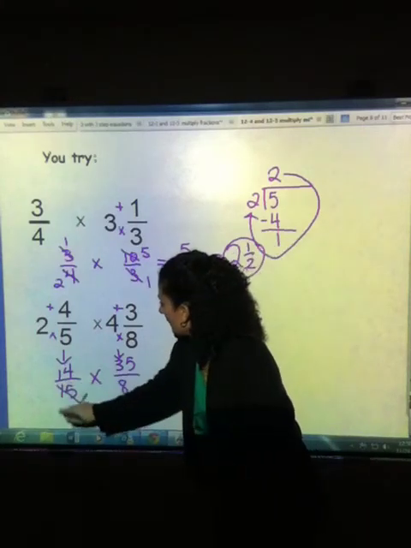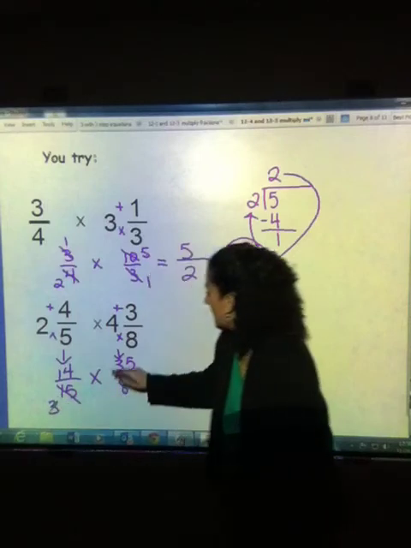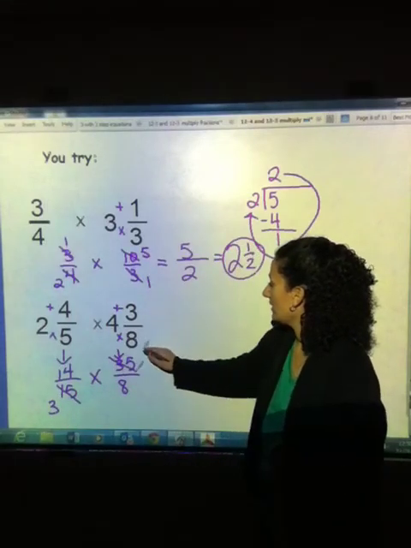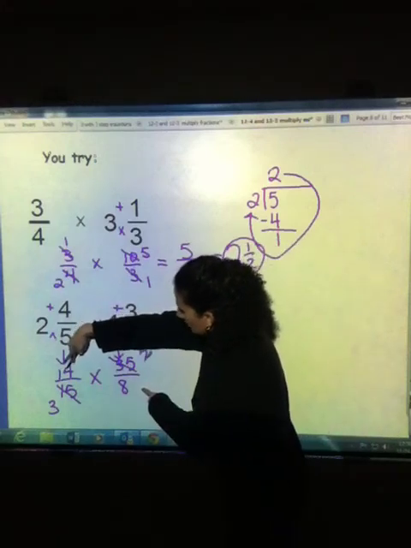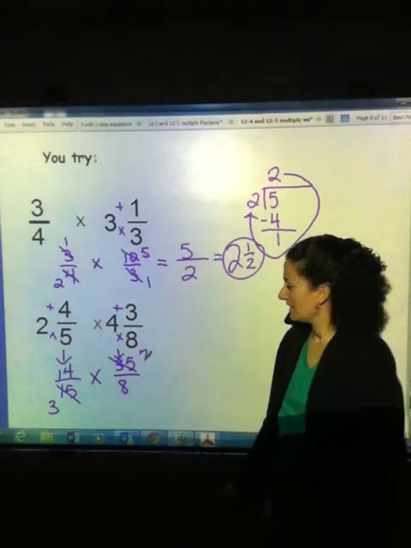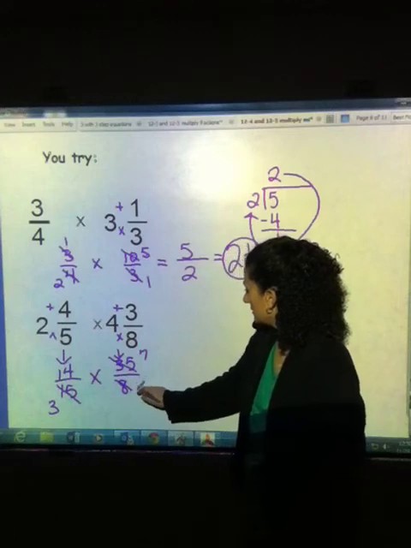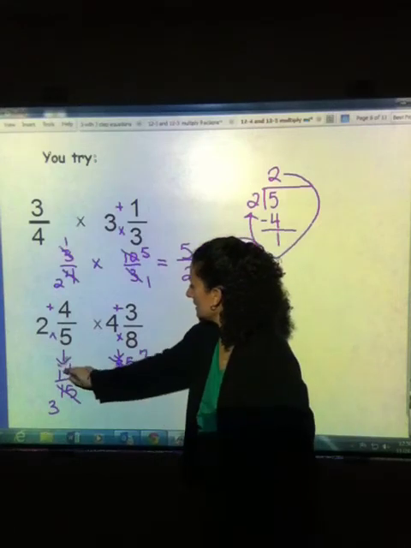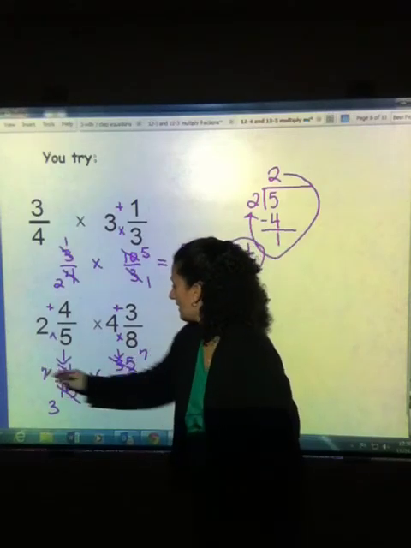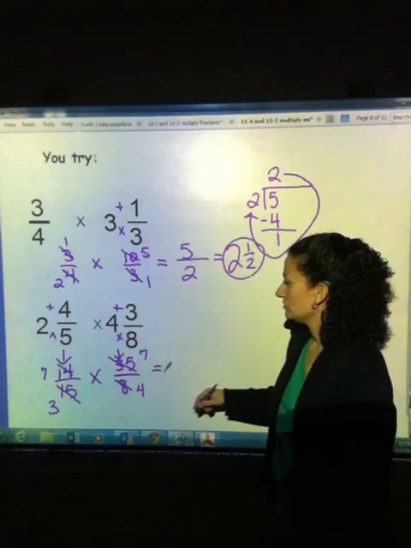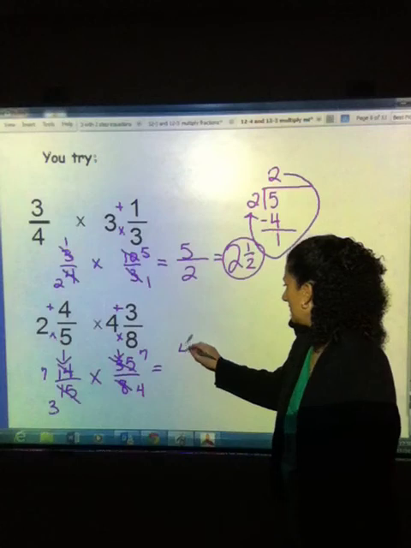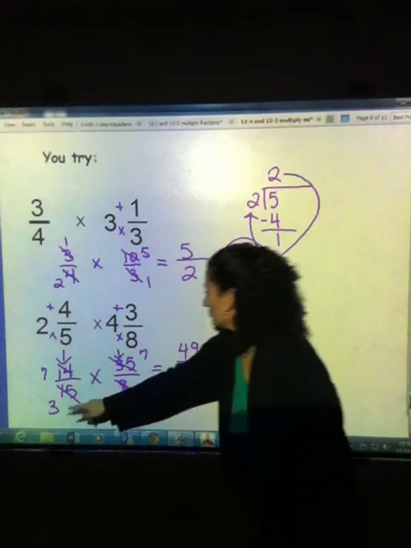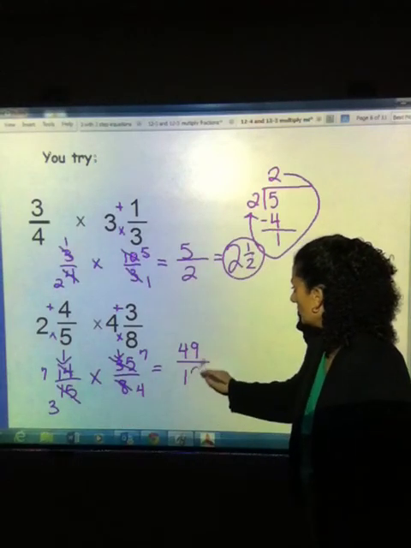So 15 divided by 5 is 3. 35 divided by 5 is 7. 8 and 14 are both divisible by 2. 8 divided by 2 is 4. And 14 divided by 2 is 7. Okay, how'd you do so far? 7 times 7 is 49. 3 times 4 is 12.